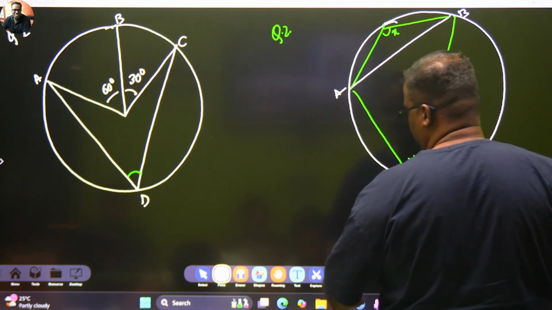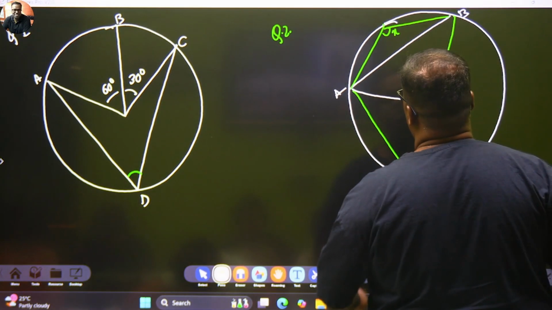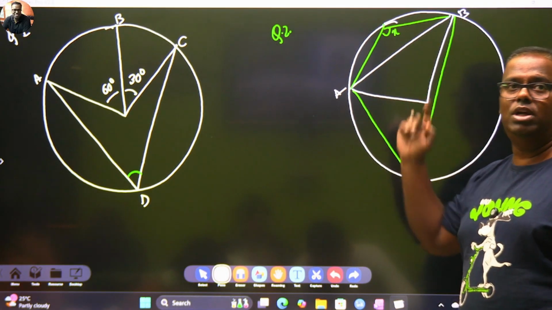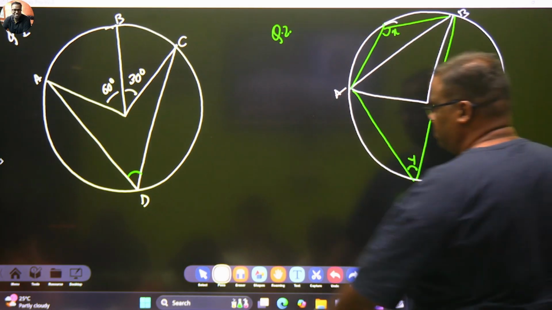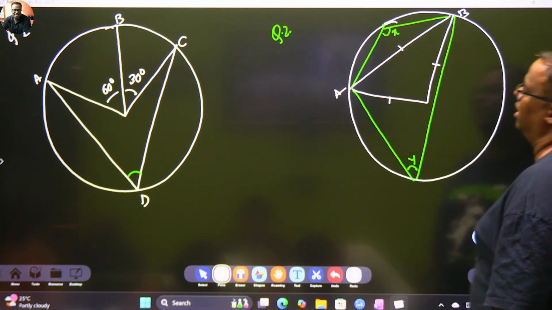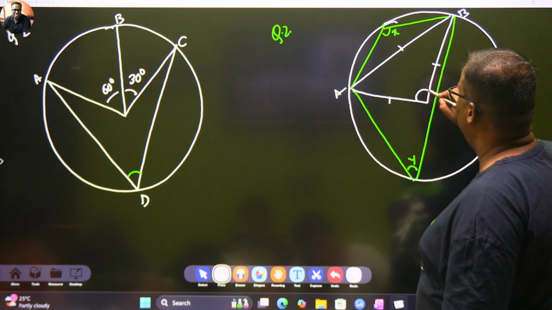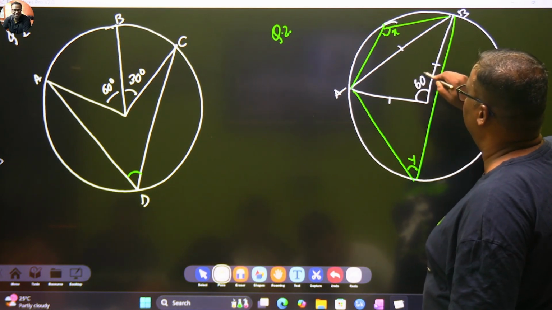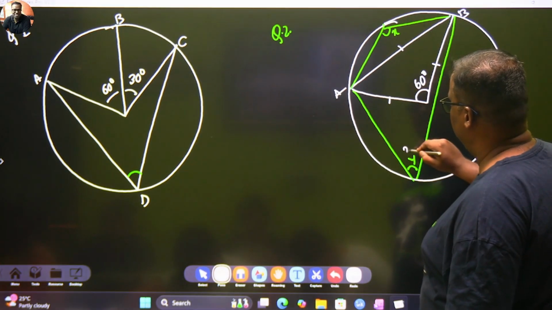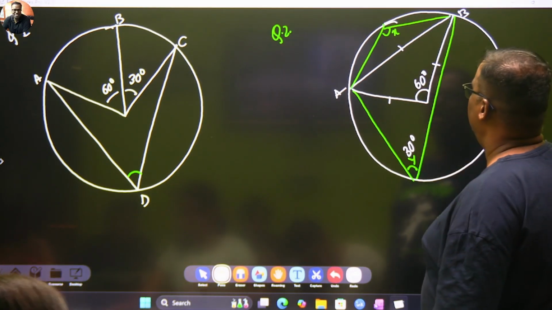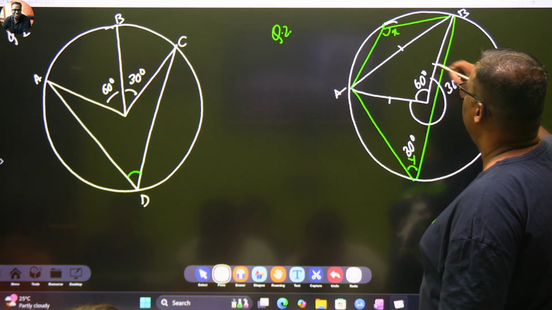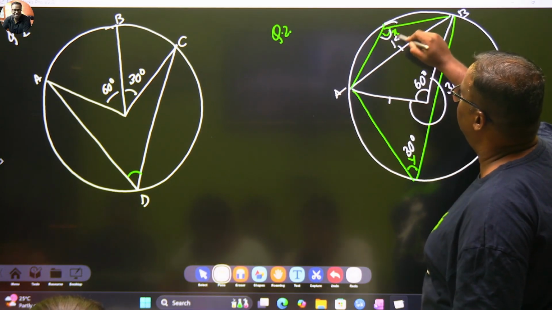Since it is equal to the radius, we can draw the radii and it forms an equilateral triangle, because this side is equal to this side is equal to this side. In an equilateral triangle, this angle will be 60 degrees. Once I get this, my job becomes easy. If this is 60, then this becomes 30 degrees. And if this is 60, then the reflex is 300 degrees, and then this becomes 150 degrees.